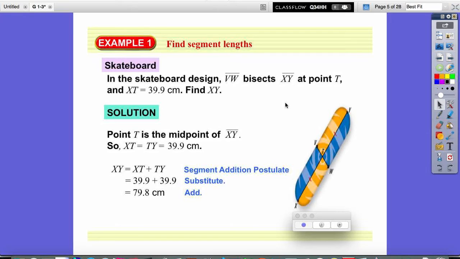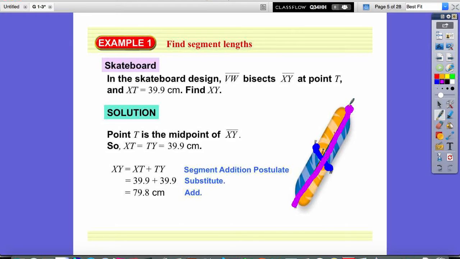In example 1, we're going to find segment lengths, and we're going to talk again about the idea that a bisector divides something into two. So this line segment, VW, actually bisects XY at point T. Bisect means break it into congruent parts. So XT plus TY is equal to the entire length. If XT equals 39.9 and XT is equal to TY, then TY has to also equal 39.9. So 39.9 plus 39.9, or you could do 39.9 times 2, is 79.8. That's the total length.